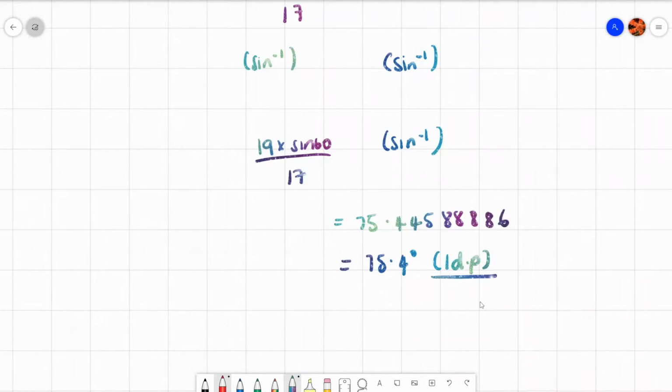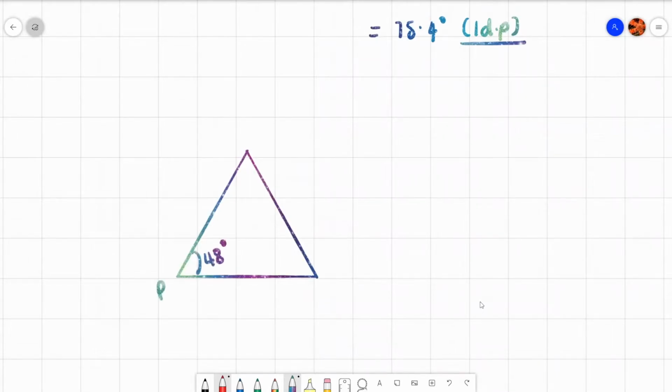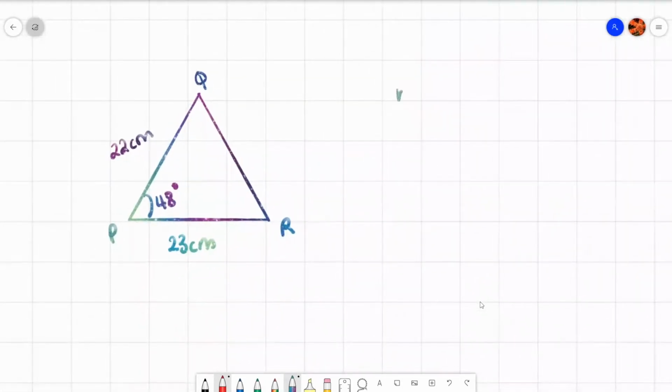Okay, let's have a look then at another question. We're just taking it quite slow at the moment, then we'll get to one where it's slightly harder. I've got P there, that's 48 degrees. We've got 22 centimeters here. We're going to have Q here, and we're going to have R here. And we've got 23 centimeters at the bottom. And your question is, work out the length QR.